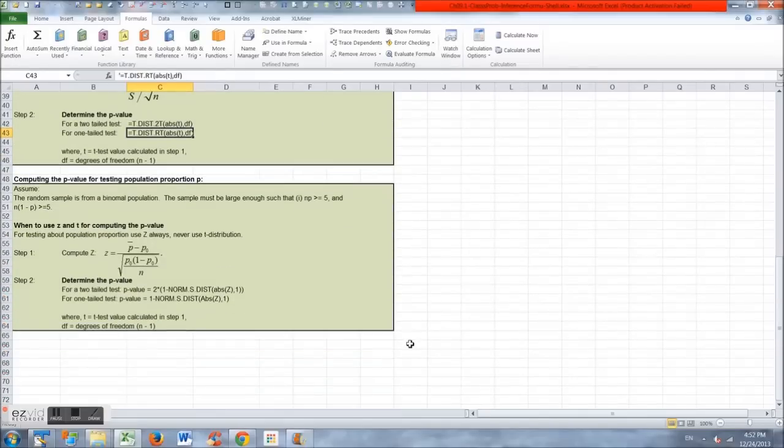If it is a hypothesis test about population proportion p, then we have to use the z-test, and this is the formula for z, and then the p-value must be determined using the normal distribution, and this is the formula for the two-tailed test, and this is the formula for the p-value for a one-tailed test.